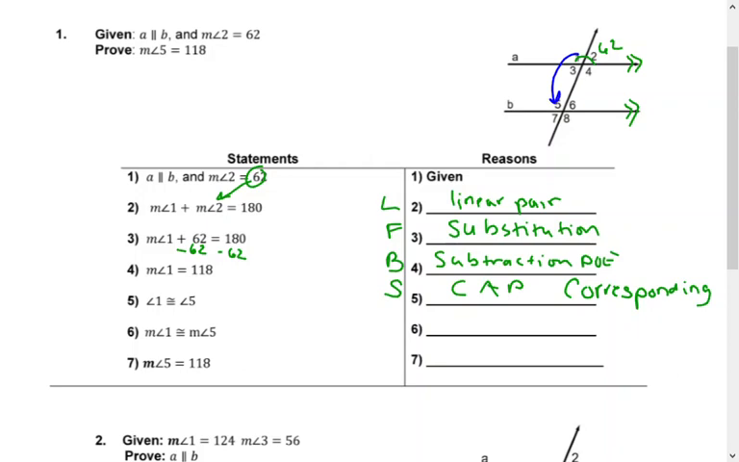Okay, moving on to step 6. This is what allows us to say that the angles are congruent, that the measures are congruent. It is the definition of congruence. Okay, and on your sheet, that was reason P.